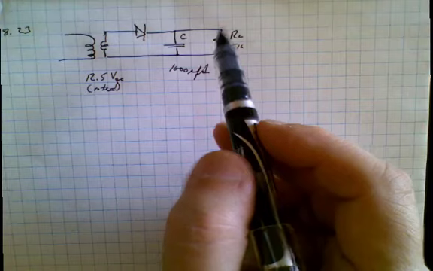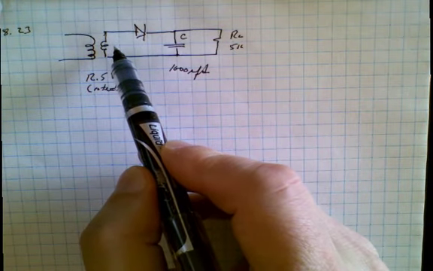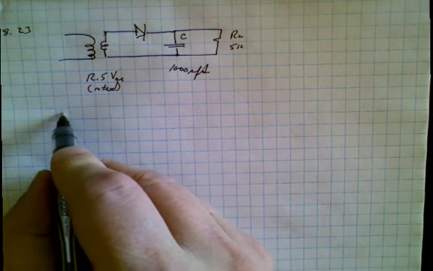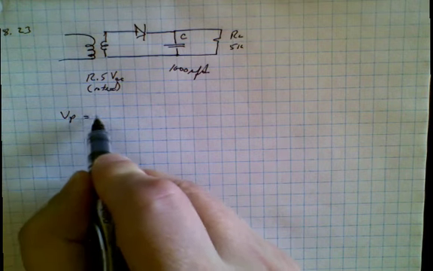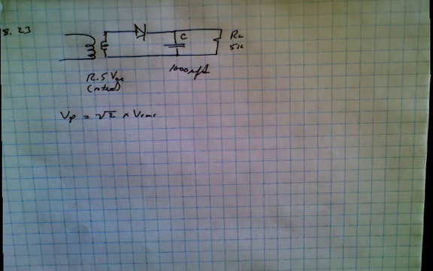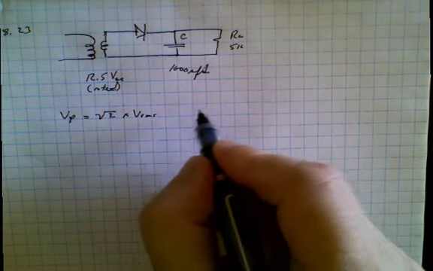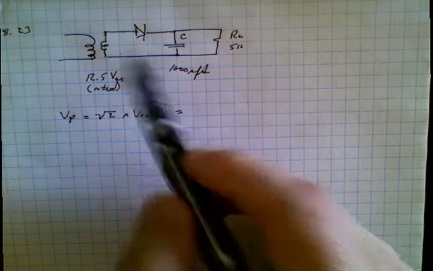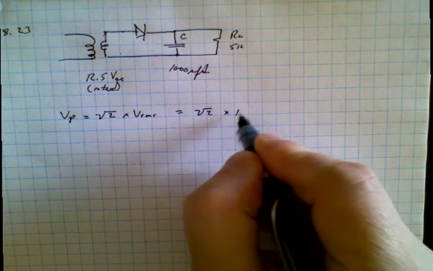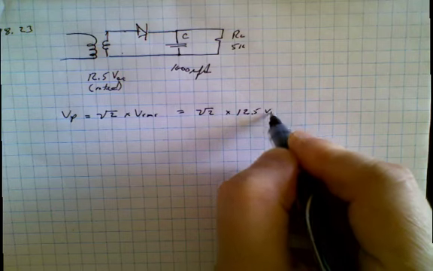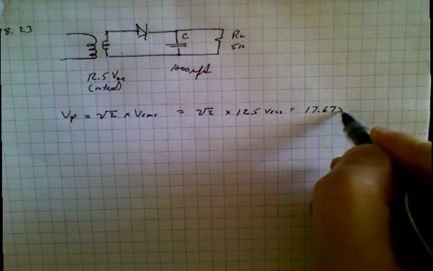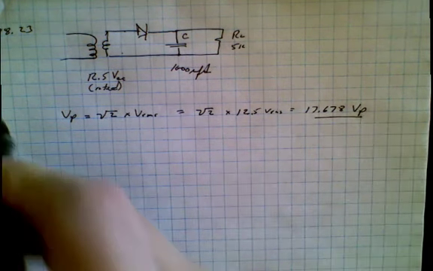As always, we start off by looking at the secondary, trying to find the peak output voltage. Remember that voltage peak is equal to the square root of 2 times voltage RMS. And so in our case, the voltage peak at the secondary is equal to the square root of 2 times 12.5 volts RMS, which is 17.678 volts peak. This is at the secondary.